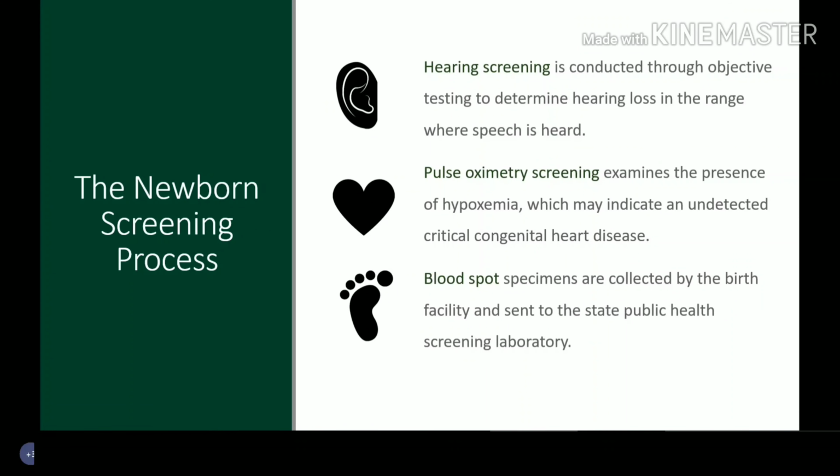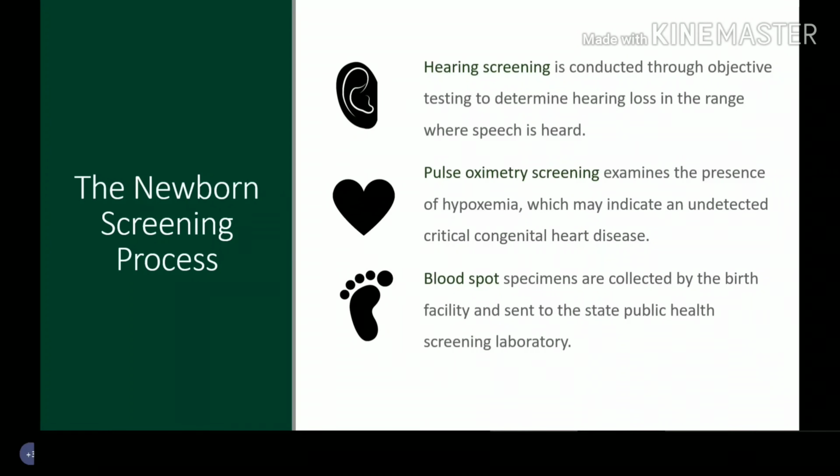So for the remainder of the module, we will walk through the newborn screening process in order to place your role as the primary care provider within the context of the newborn screening system. As a reminder, newborn screening is currently composed of 3 different types of screens. The first 2 screens that we'll talk about are considered point of care screens, as the screening and the results are all available at the bedside. So newborn hearing screening uses an objective physiological test to examine the brain and ear's response to audio stimuli. The goal of newborn hearing screening is to detect hearing loss in the range where speech is heard.